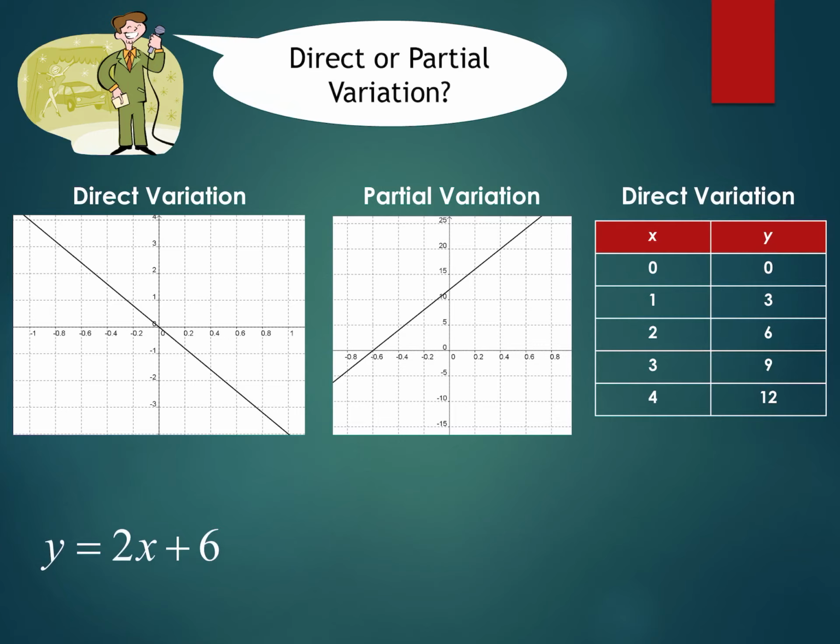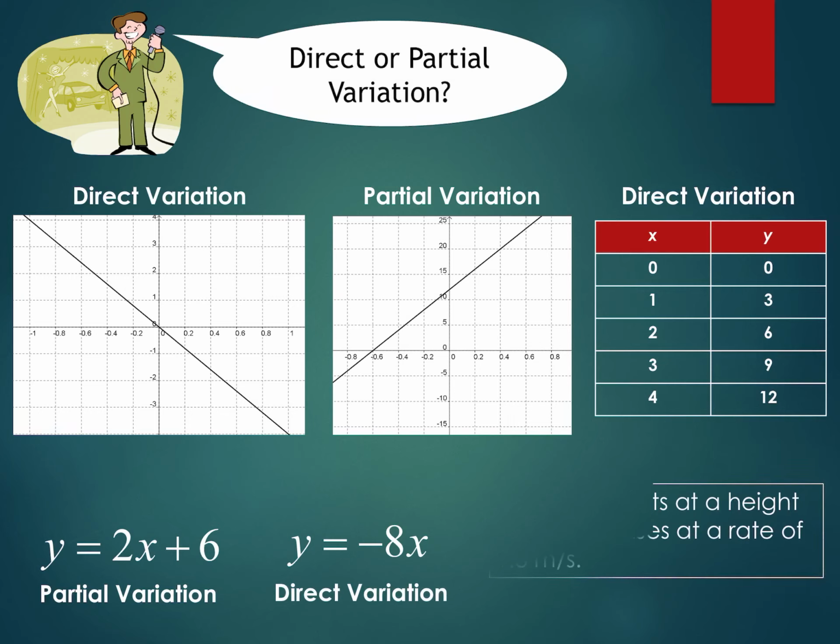If you went to graph this, you would start at a y value of 6. You wouldn't start at the origin. You wouldn't start at 0, 0. So if you're going to start at 6, then you're starting partway up, and we call that partial variation. Y equals negative 8x. There's no y-intercept indicated there, which means the y-intercept, or the start value, is 0. And so this is just a graph going straight through the origin. This one's called direct variation.